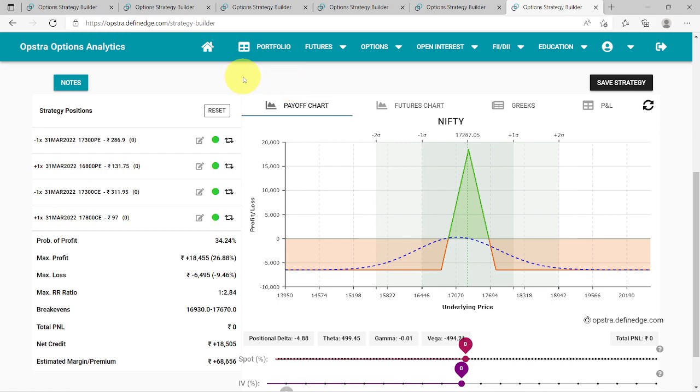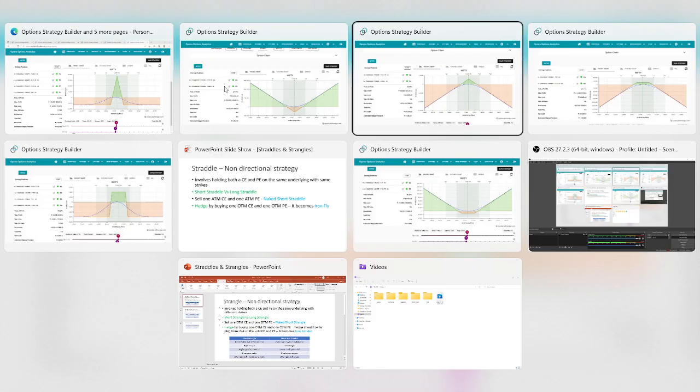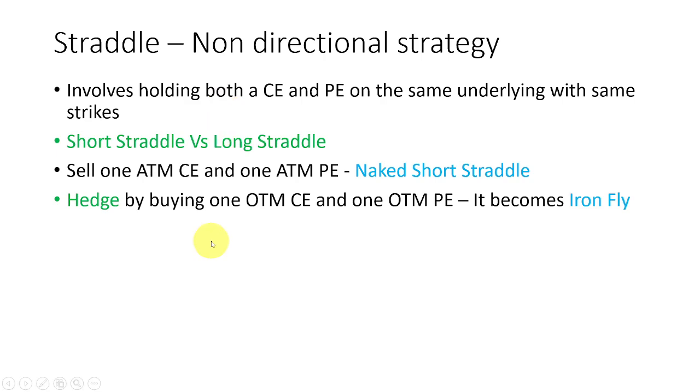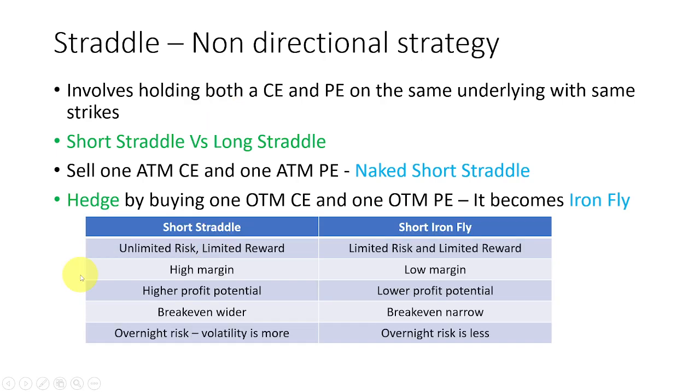So these are the two strategies that I wanted to say a beginner should know. I have given the same table here. I've just changed the heading here. Other than that, everything has remained the same.